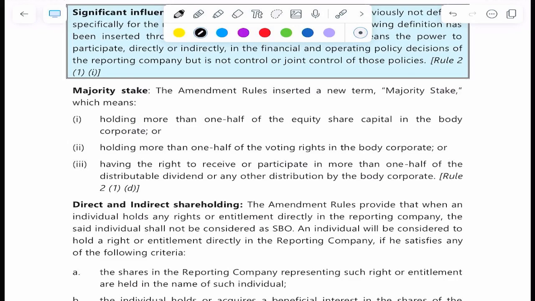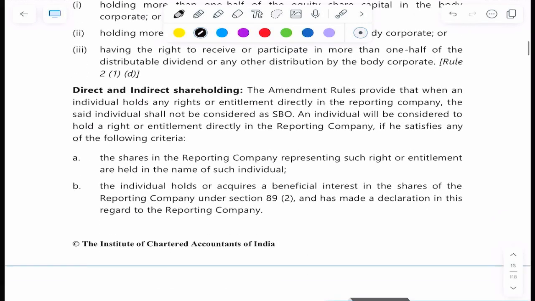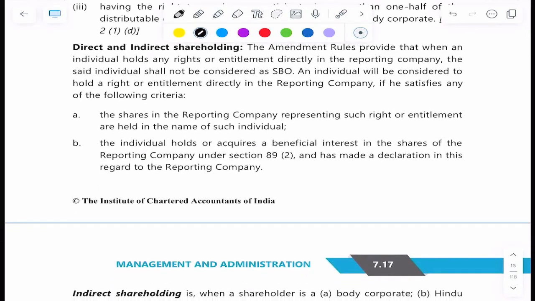Direct and indirect shareholding. The amendment rules provided that when an individual holds any rights or entitlement directly in the reporting company, the said individual shall not be considered as SBO. An individual will be considered to hold a right or entitlement directly in the reporting company if he satisfies any of the following criteria: the shares in the reporting company representing such rights or entitlement are held in the name of such individual; the individual holds or acquires a beneficial interest in the shares of the reporting company under Section 89(2) and has made the declaration in this regard to the reporting company.